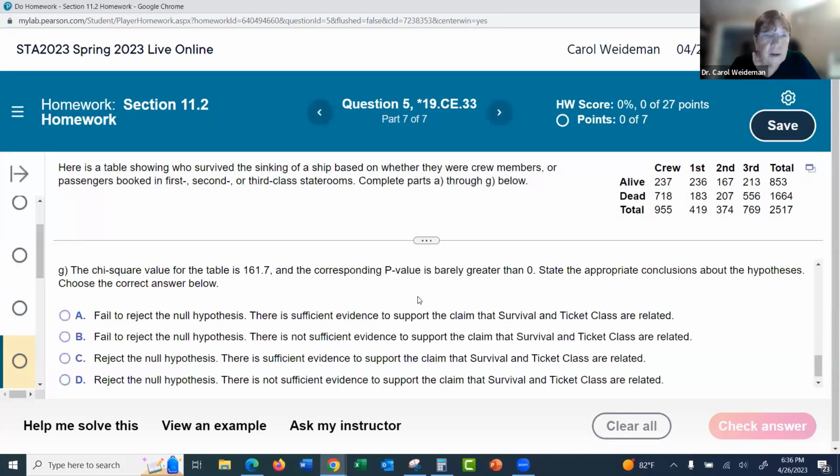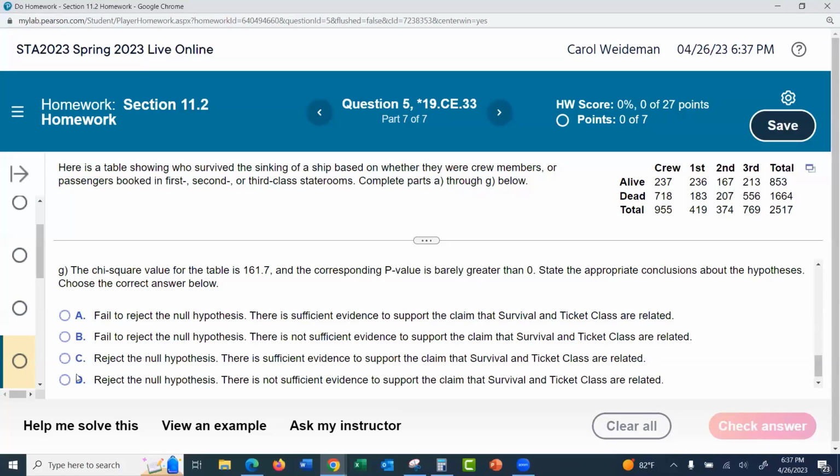All right, and oh, they did this. Okay, they did the work for you. The chi-square is 161.7 and the p-value is barely greater than 0. So let's say we were using a significance level of 0.05. Would we reject or would we fail to reject? We have a really tiny p-value. So what are we going to do? Reject. Yeah, we're going to reject.